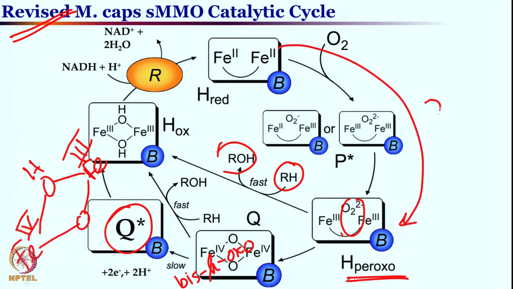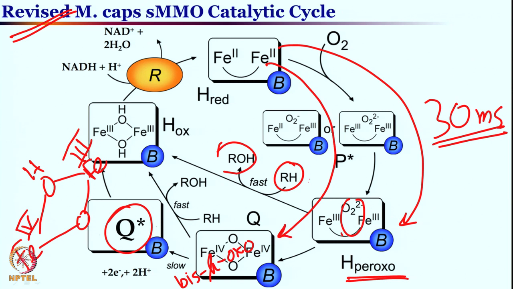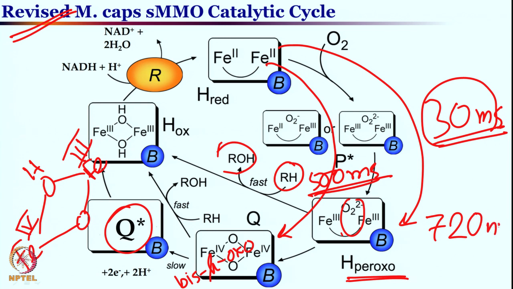If you are overall following up to here, this is a 30 millisecond time frame, right. If you are following overall from here to here, this is a 500 millisecond time frame, right. So this intermediate is forming if you are following for 30 milliseconds. If you are mixing oxygen with this reduced species within 30 milliseconds or right at 30 milliseconds, you can follow up this one, what happens to this, what is the decomposition product. And this has a characteristic band around 720 nanometer. If you are mixing these species with oxygen and waiting for 500 milliseconds, this one you form, and this has a very characteristic band at 420 nanometer, right. These species are the ones you can follow and then react with methane to give the methanol product, right.